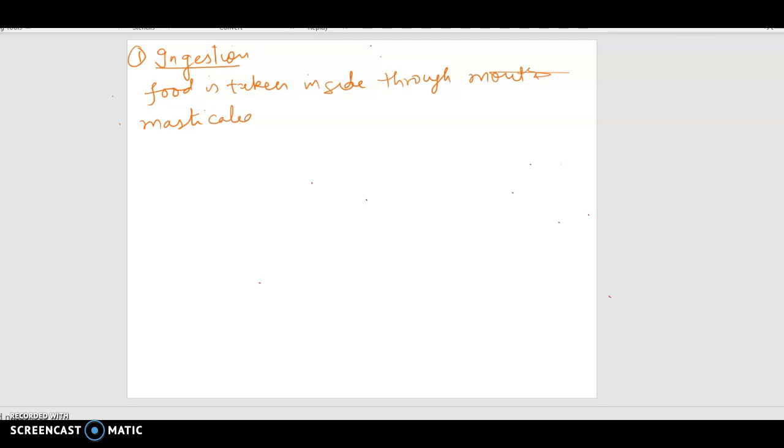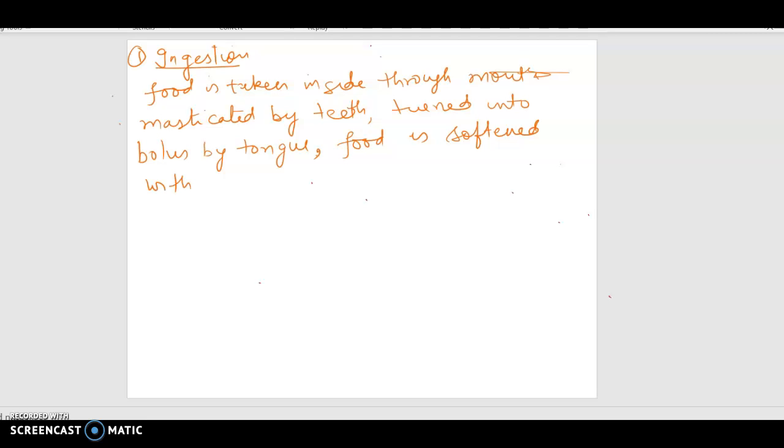Now first process is ingestion. In ingestion, food is taken inside through the mouth and masticated by teeth, turned into bolus by the tongue, and food is softened with saliva.